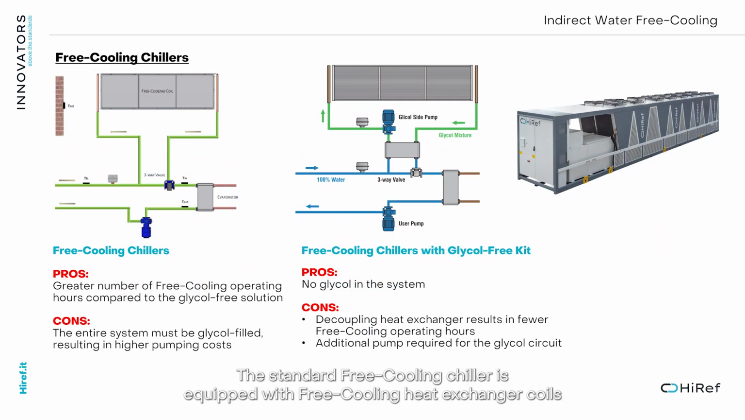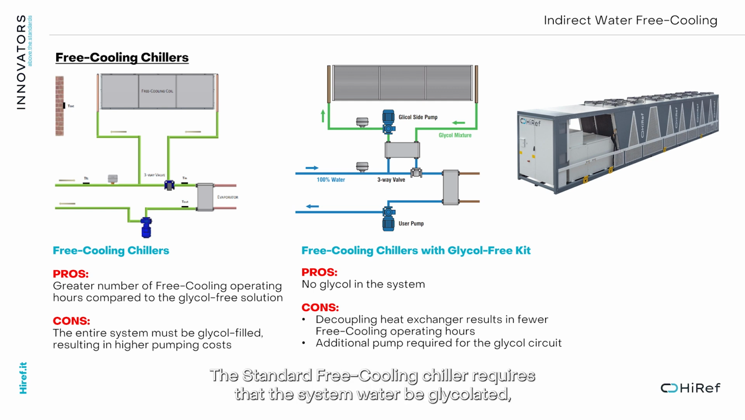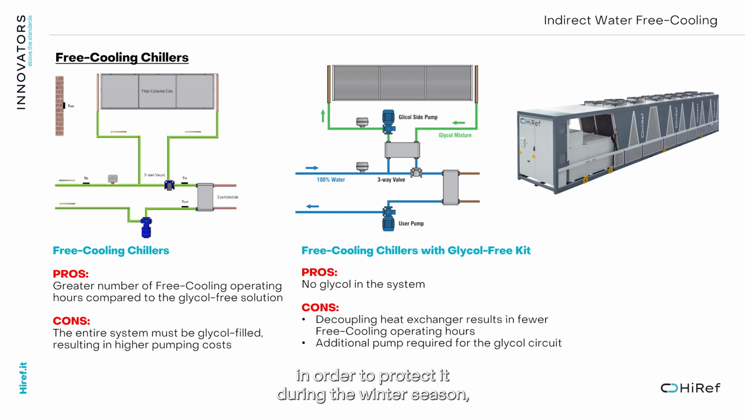The standard free cooling chiller is equipped with free cooling heat exchanger coils, where the plant water exchanges directly with the outside air. The standard free cooling chiller requires that the system water be glycolated in order to protect it during the winter season, in case of unit shutdown, since if the temperature were extremely low, ice could form inside the coil, causing the coil itself to break. Therefore, it is necessary to provide glycol in the plant water.